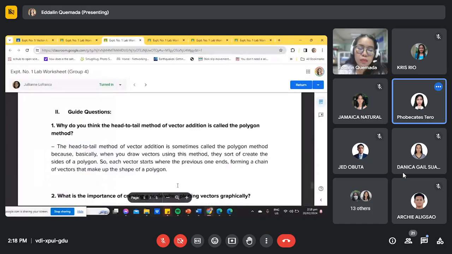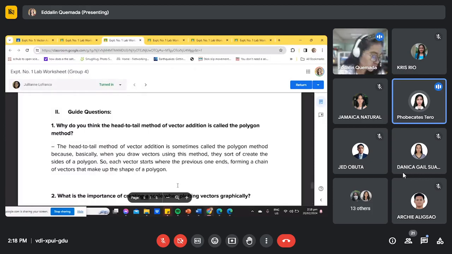After plotting all the graphs and completing all the tables, we have here guide questions. Based on our observation, the head to tail method of vector addition is sometimes called the polygon method because when you draw vectors using this method, they sort of create the sides of a polygon. Each vector starts where the previous one ends, forming a chain of vectors that make up the shape of a polygon.